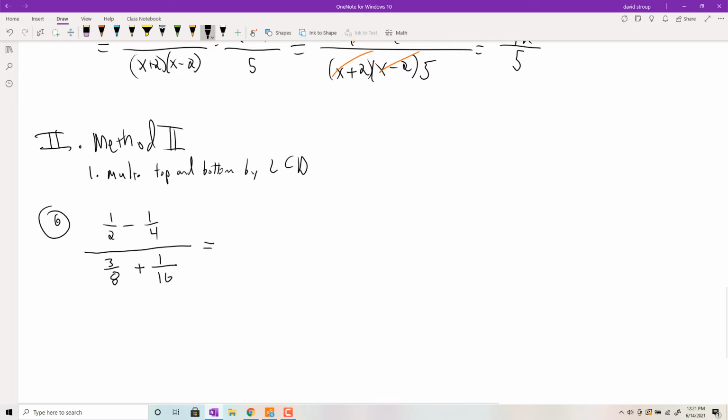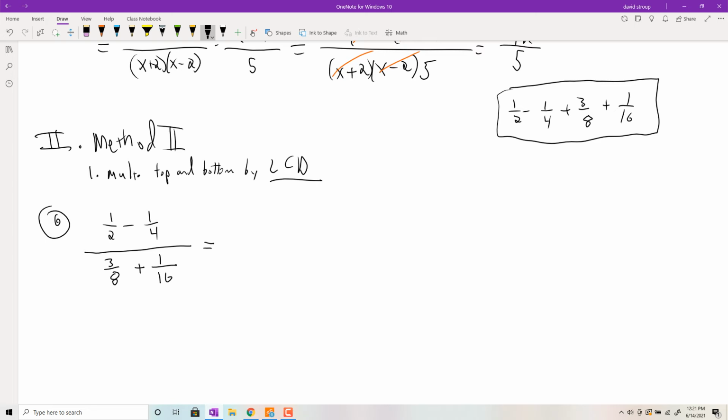When I say the LCD, I mean the LCD of all 4 of these fractions. Not just 8, or the LCD of the 2 fractions in the numerator, which would just be 4. It wouldn't even be 8, right? But the 4 wouldn't work in the denominator, and we want something that's going to cancel out all of the denominators. You can imagine in your head trying to add 1/2, 1/4, 3/8, and 1/16. What would the common denominator have to be? Well, you would have to use 16, right? 8 wouldn't be big enough.